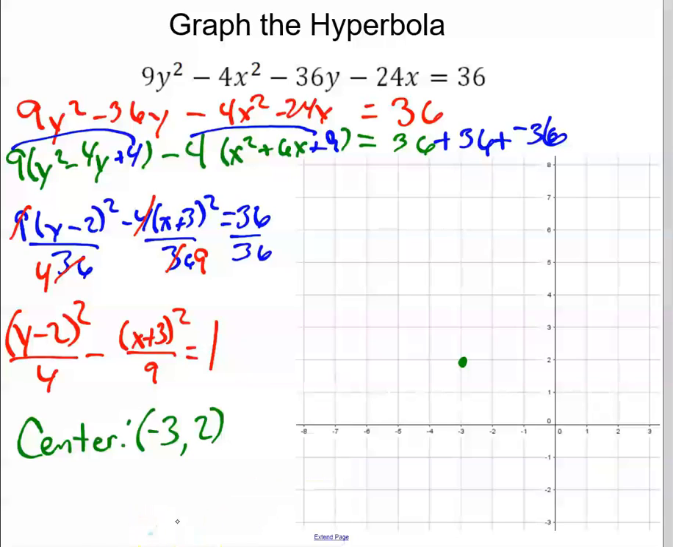And then I'll go ahead and get my box. So my y, underneath my y is 4, which is 2 squared, so 2 and 2. Underneath my x is 9, which is 3 squared, so 3 to the left, 3 to the right. I'm going to draw my box. Draw those diagonals.